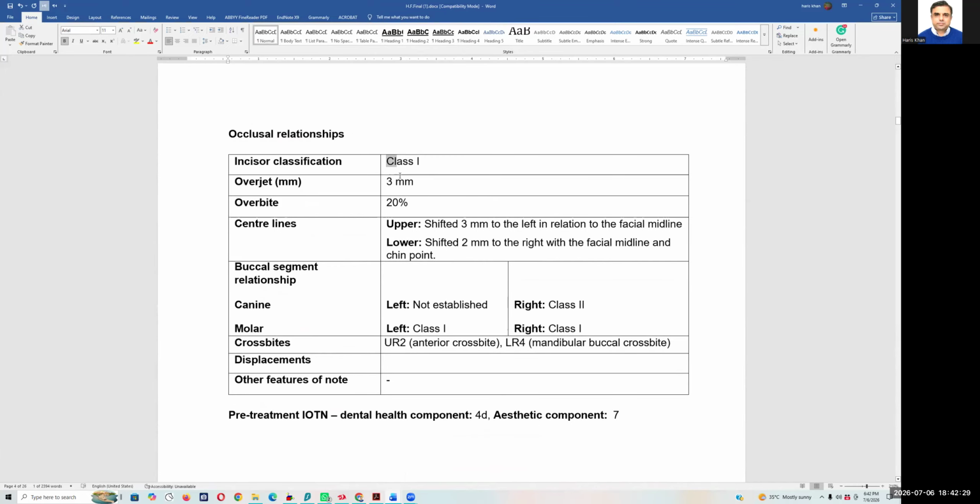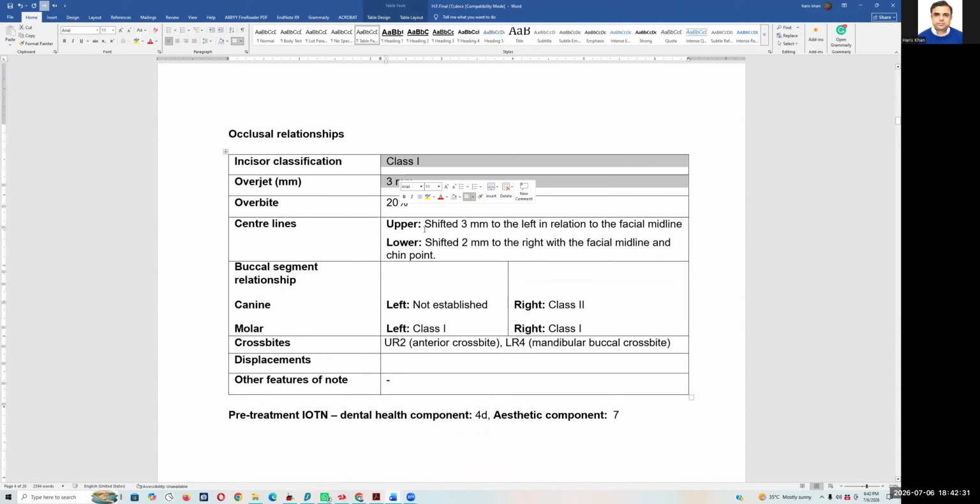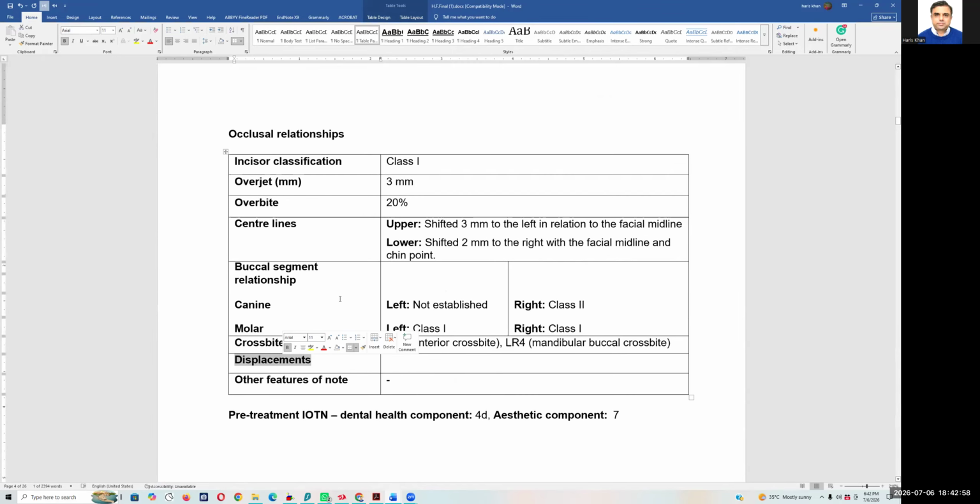So here, for the incisor classification, you write the incisor relationship. For OJET, sometimes people are confused because they find a case where the OJET is increased on one side and decreased on the other. So you can mention that 3 mm OJET on this specific incisor, 20% overbite on that specific incisor, if multiple teeth are in different occlusion. So displacement is the ICP RCP discrepancy, right? Many people confuse it.